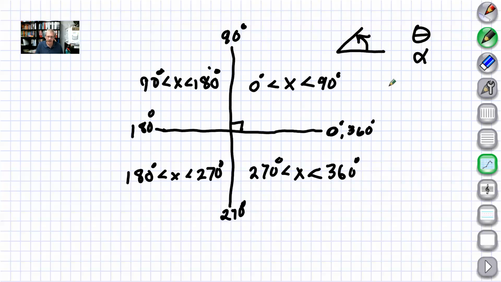So let's look at an angle in here. The angle would look like this. We would measure it that way. An angle in here would be called an acute angle. This would be an obtuse angle, and it would look like this. So acute, obtuse is between 90 and 180.